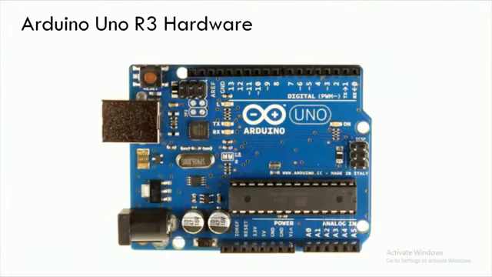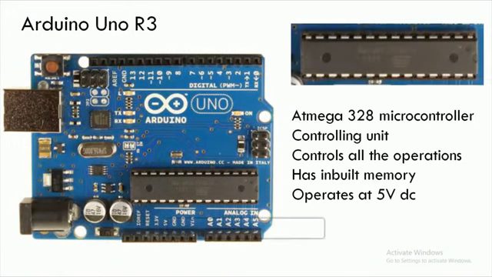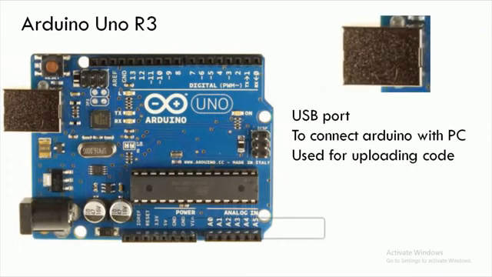Here you can find a lot of projects that have been built using Arduino. So we'll quickly see what we have got on the board. We have got an Atmega 328 microcontroller, which is the controlling unit, and it controls all the operations. It has inbuilt memory, obviously, and it operates at 5 volt DC and a USB port, obviously, to connect the Arduino with the PC for uploading the code.